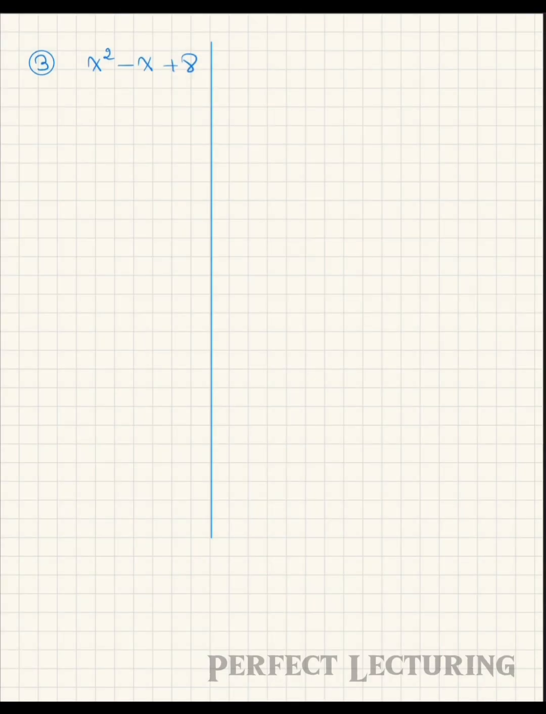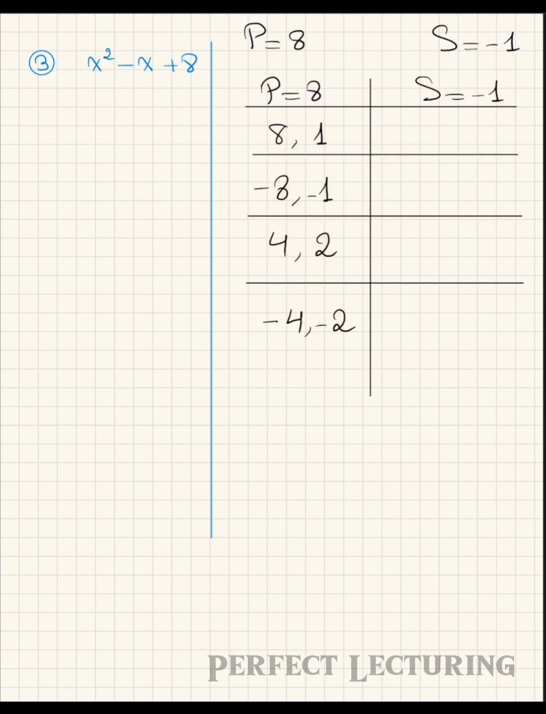Now, let's do this exercise. I want to show you something here. So the product is 8 and the sum is negative 1. Let us list everything possible here for the product to be 8. And the corresponding sums are 9, negative 9, 6, and negative 6. So here, it seems that no pair matches our exercise.